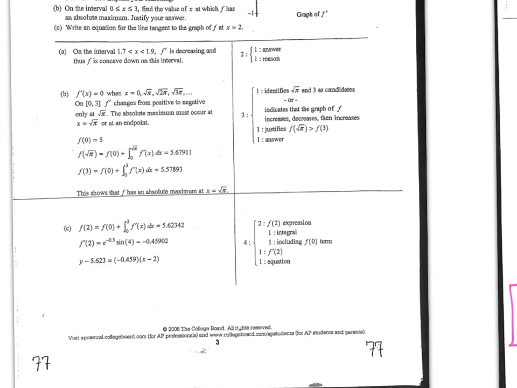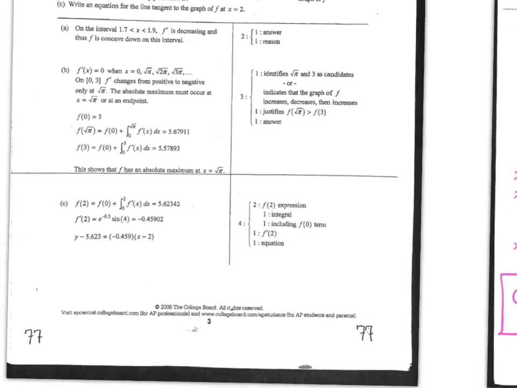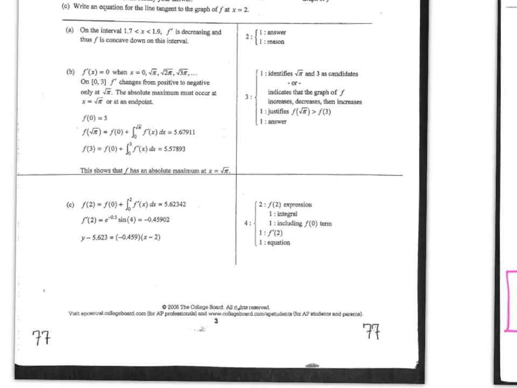All right, next up, question C. Write an equation for the tangent line. They give you 2 points for the expression to find f of 2 using your integral and including the given f of 0, which we did. And then you find your slope, and then you find your equation. So we checked off all 9 parts for this problem.